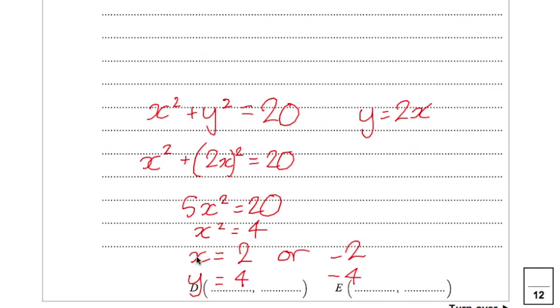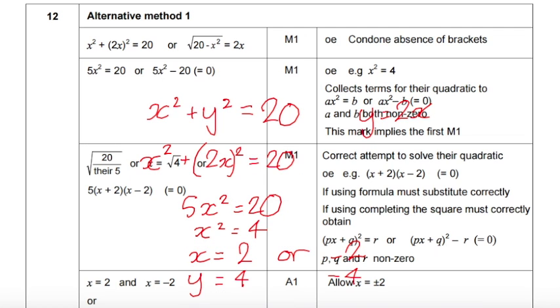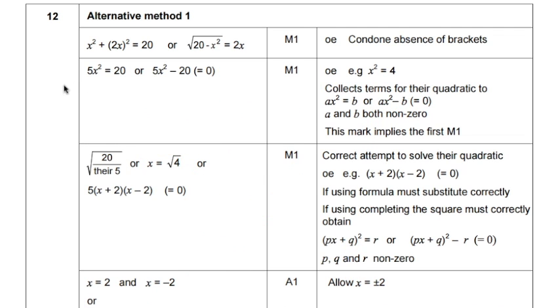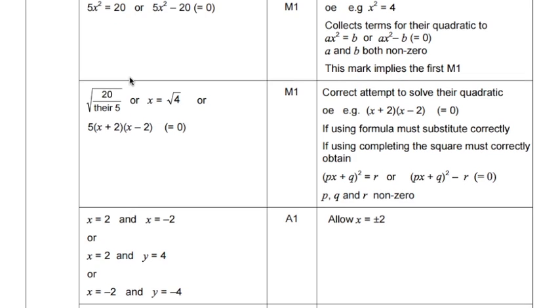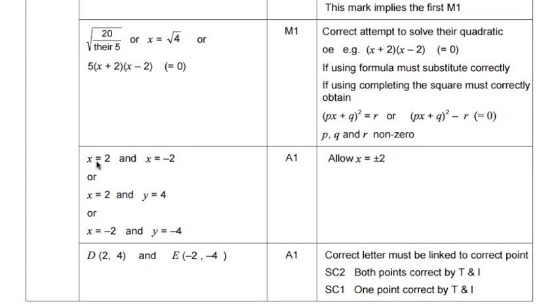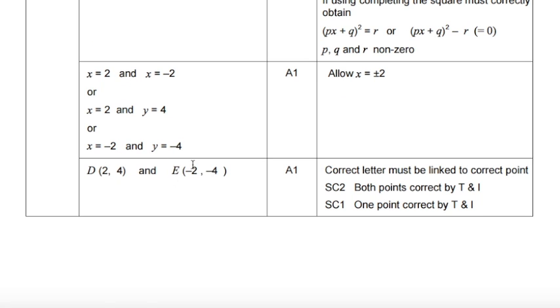And they give you a little space to write it in, so make sure you put them in the right place. So you might lose a mark if you get them the wrong way round. So a mark for subbing in, a mark for getting 5x squared equals 20, and essentially solving to get x equals 2 or minus 2, and then a final answer for getting these in the right place.